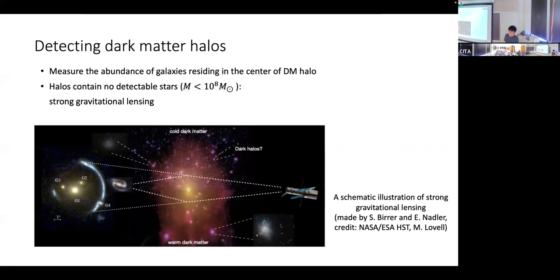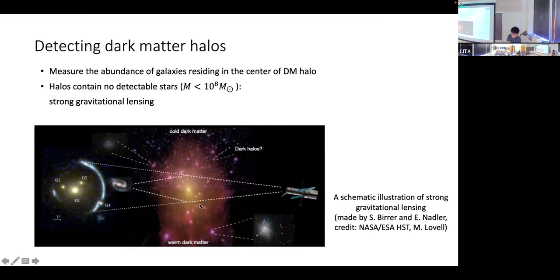But we can still try to detect those small dark matter halos through their gravitational interaction, for example from the strong gravitational lensing effect. This plot shows a sketch of a strong gravitational lensing system. Basically, light from a distant galaxy will pass through a massive foreground galaxy, and the trajectory of this light will be bent by the gravitational potential of the foreground galaxy. When it arrives at the observer, we will see multiple images of the same galaxy. We can measure the positions of these images and, for example, the flux of these images.